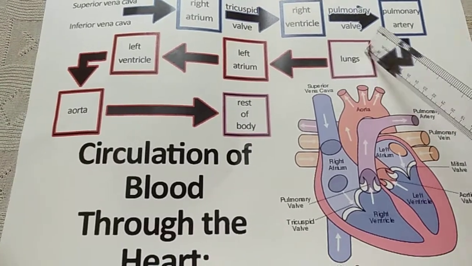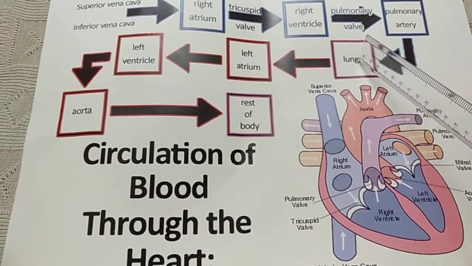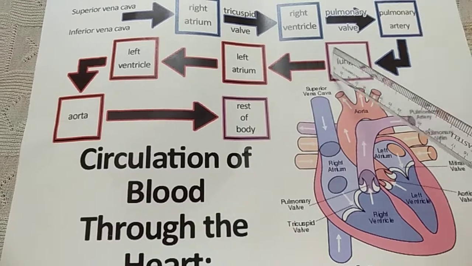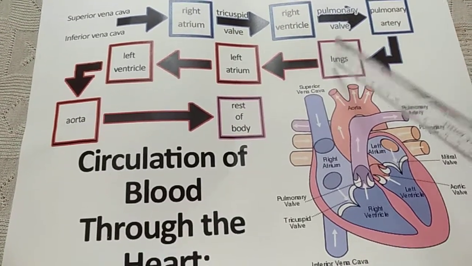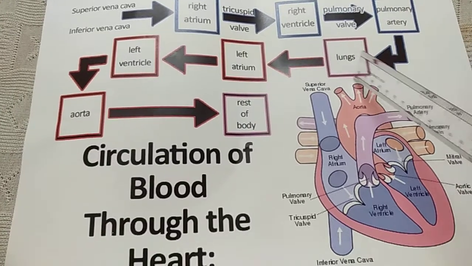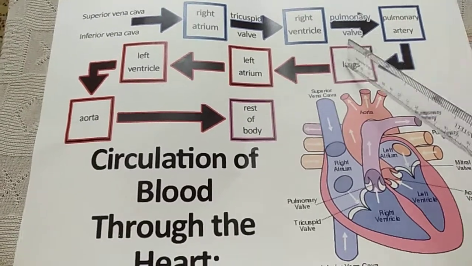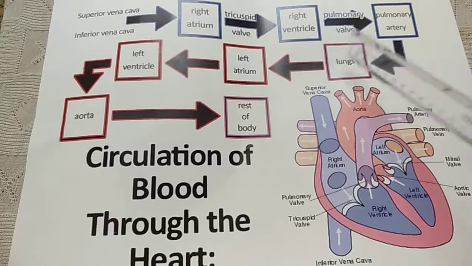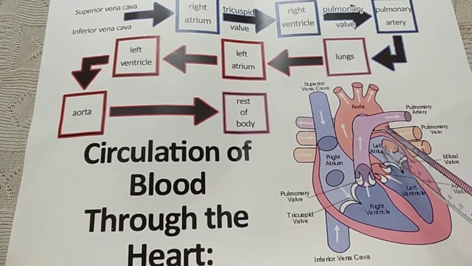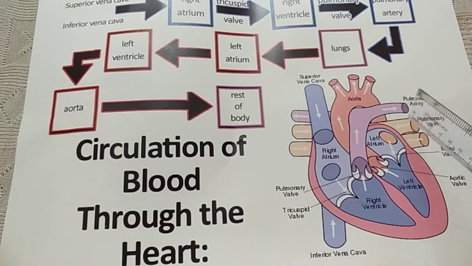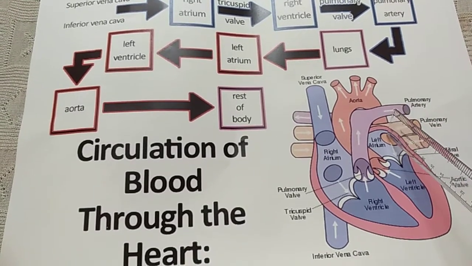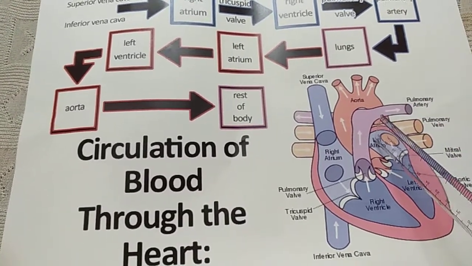In the lungs, the blood is purified as we breathe in the air. Now the blood gets oxygenated. This oxygenated blood is taken back to the left atrium through the vein called the pulmonary vein. And now the oxygenated blood is present in the left atrium.